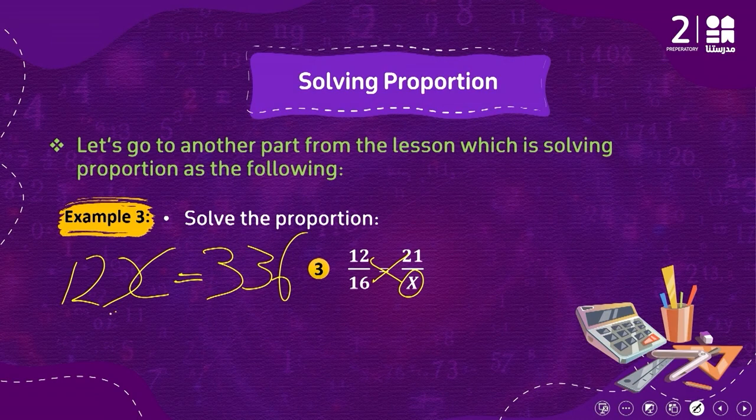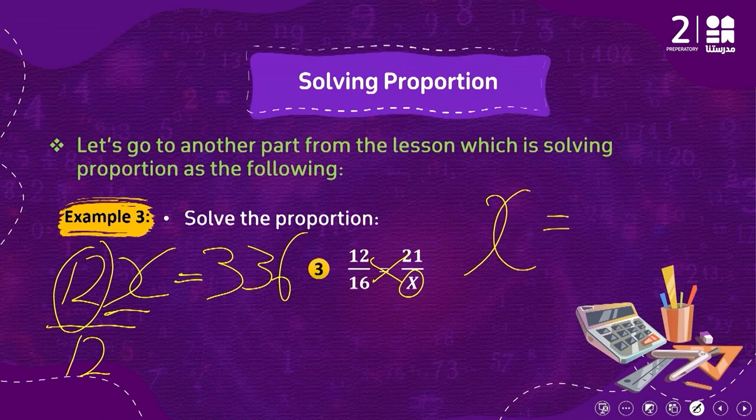Now, to find x, you need to get rid of this number. So we have two ways. The first way is dividing by 12 to find x alone, or you can move this 12 to be divided by this one. So to find x, we have two ways. I use this way, so 336, just divide by 12 to find the answer.